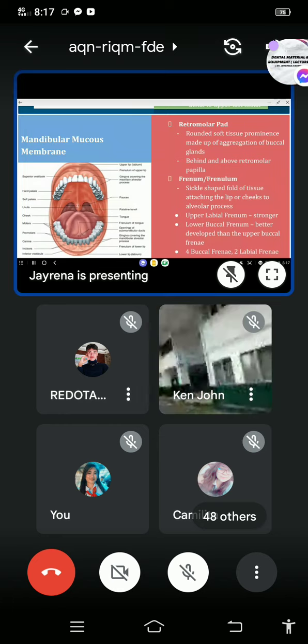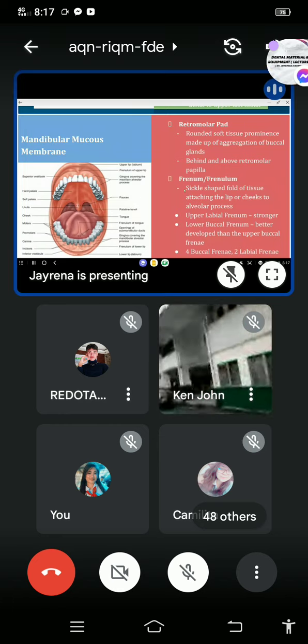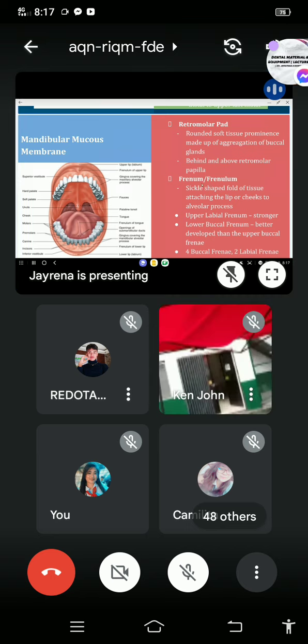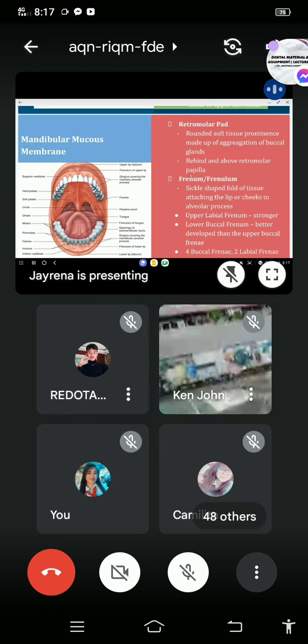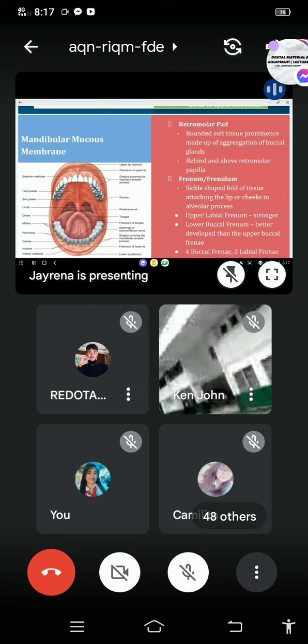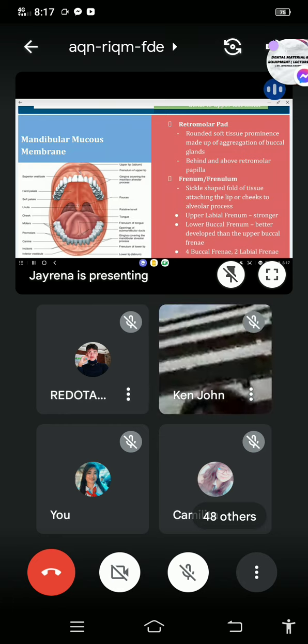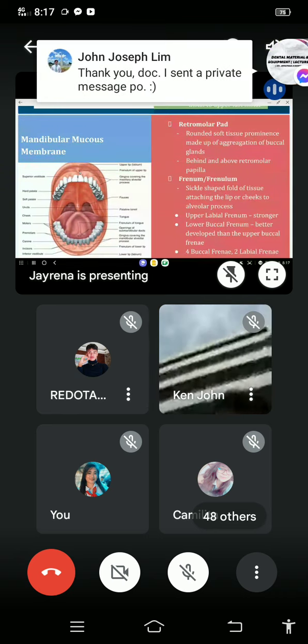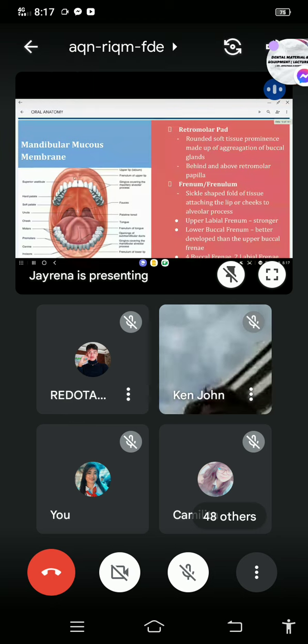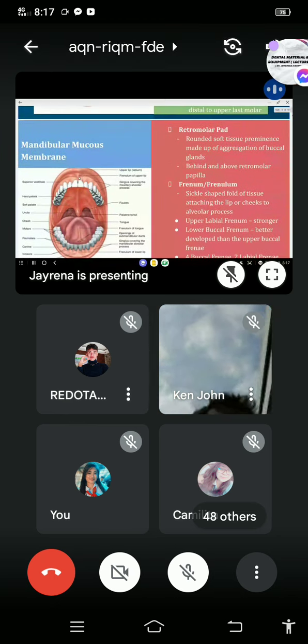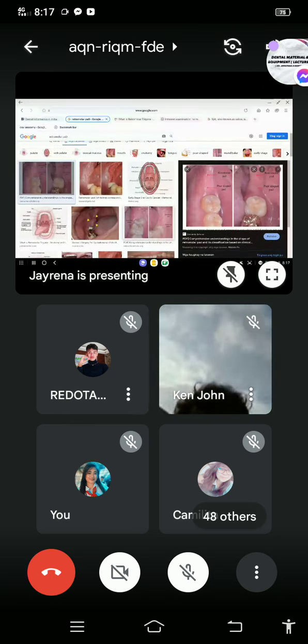Okay. Now, next. What do you mean by frenum and what do you mean by frenulum? Isa lang yan. Frenum, these are muscle attachments. These are soft tissues or folds of tissues that attach your lips to the teeth. So, yan. Pakita ko sa inyo para mas kita.